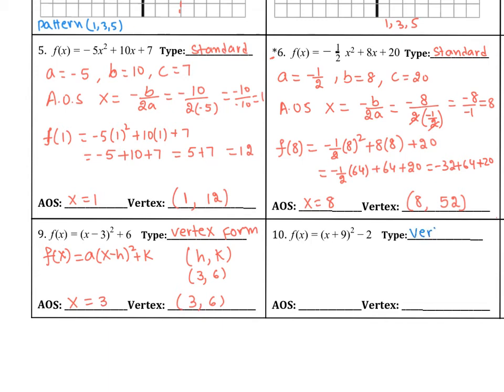For number 10, this is again a vertex form. And for h comma k, remember for h you use the opposite sign, so it's going to be -9 comma -2. So vertex is -9 comma -2. Axis of symmetry is the x coordinate of the vertex, that is going to be -9.